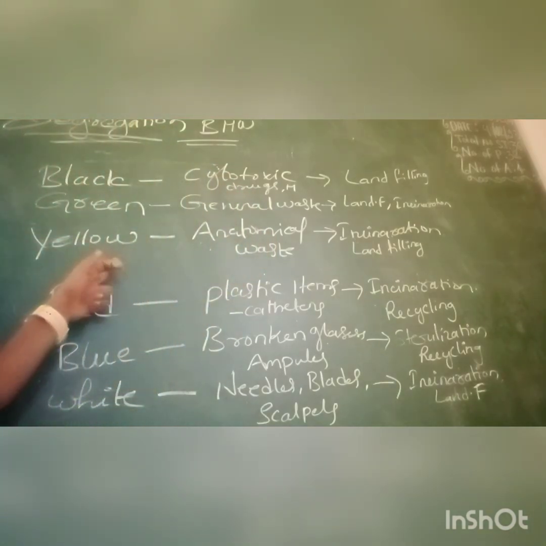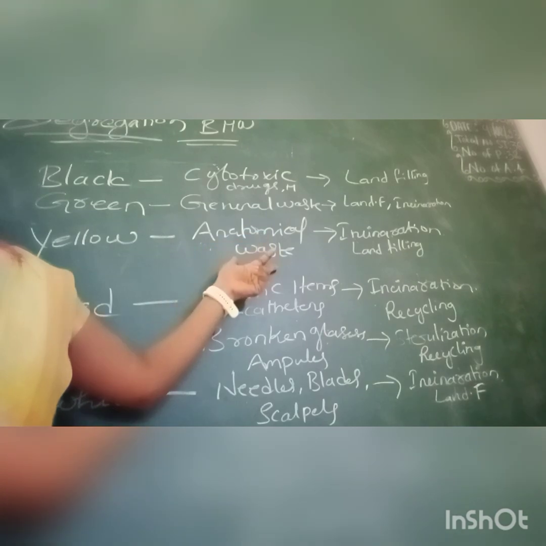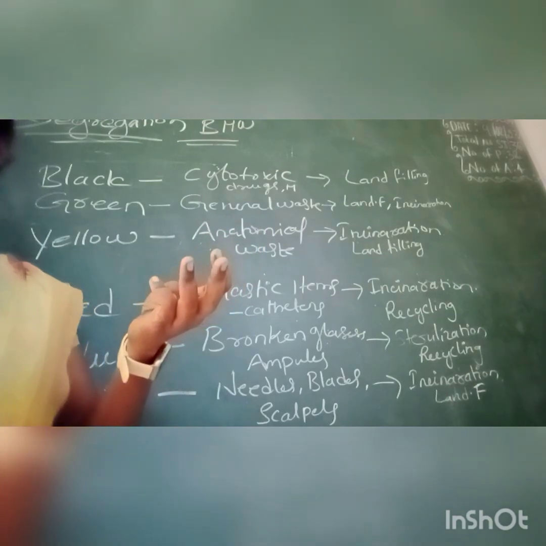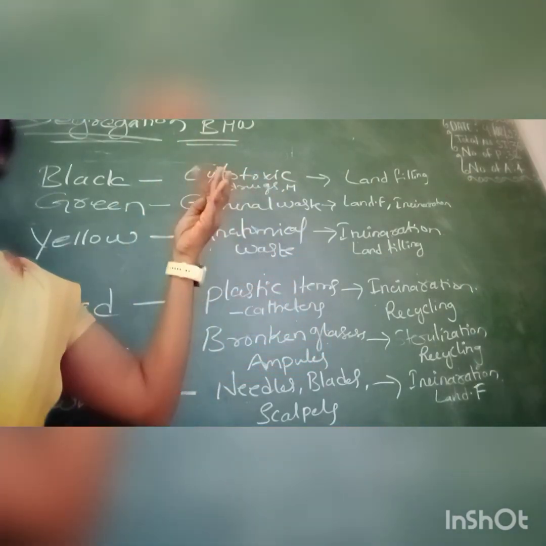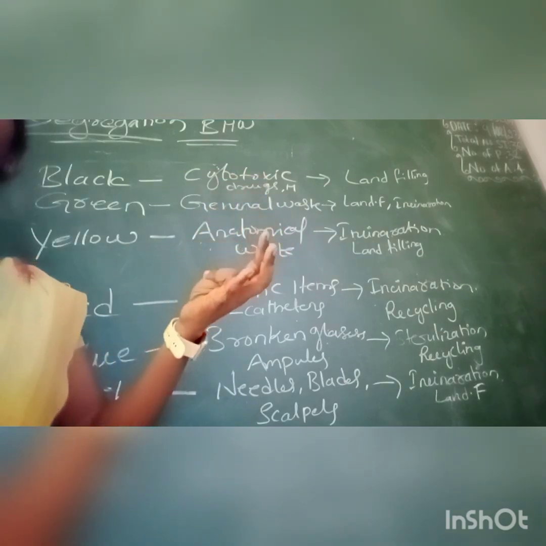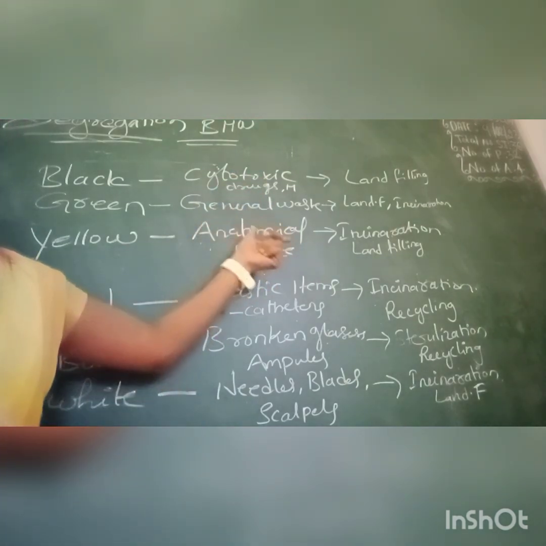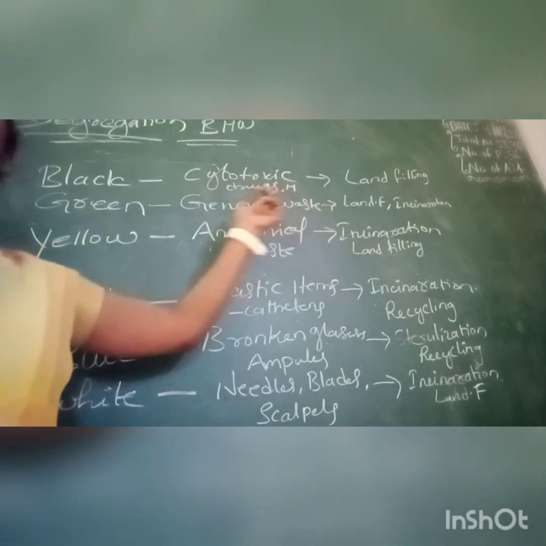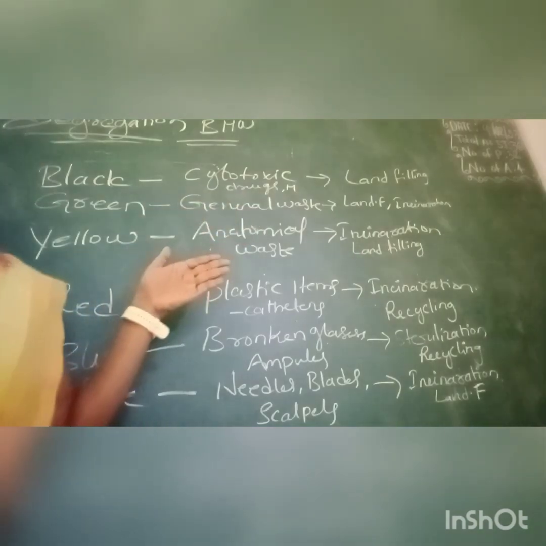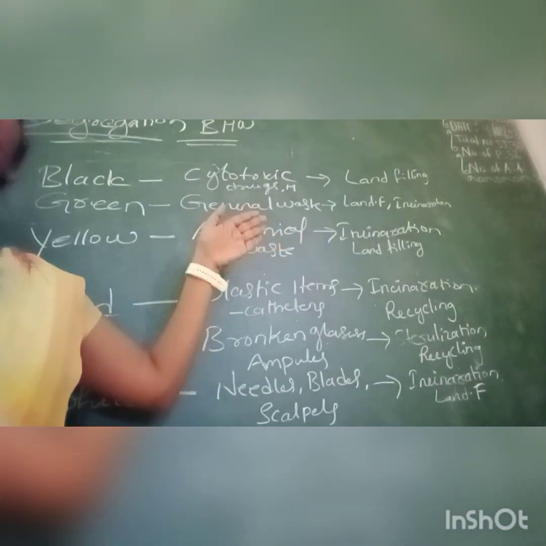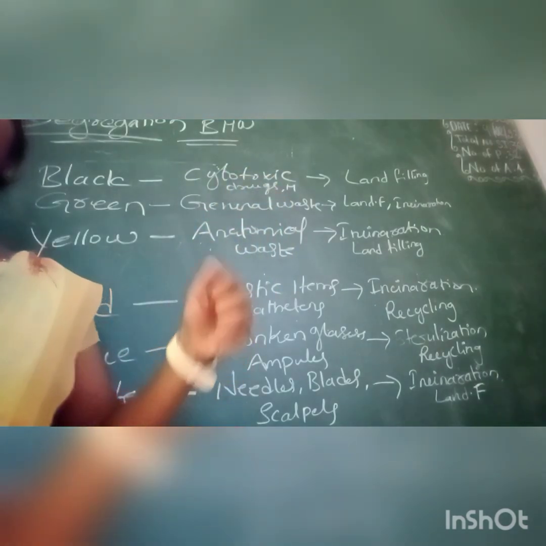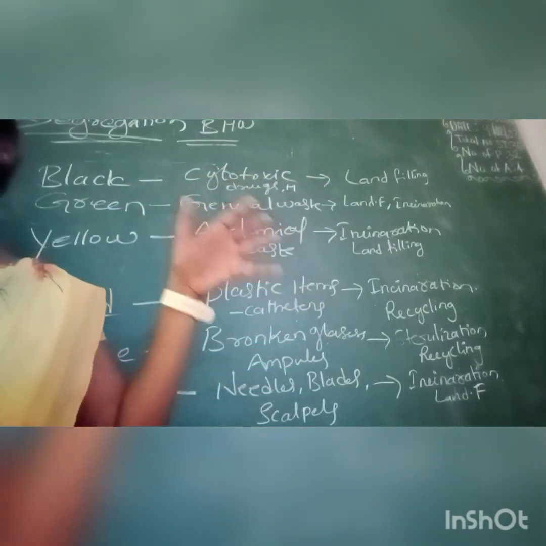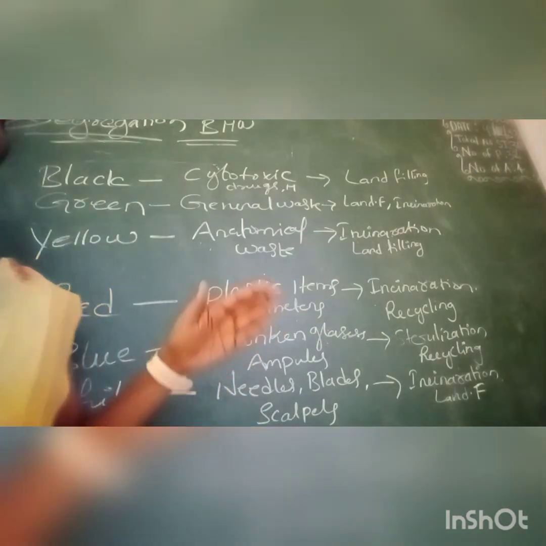And yellow. Yellow is all the anatomical waste. Anatomical wastes are like body tissue, and any body parts. Pathological waste, body tissue, body parts, pathological waste goes into the yellow dustbin. This treatment is incineration and landfilling. Incineration is nothing but burning. Landfilling is nothing but they dig a pit in a faraway place and dump all these pathological waste and fill it.